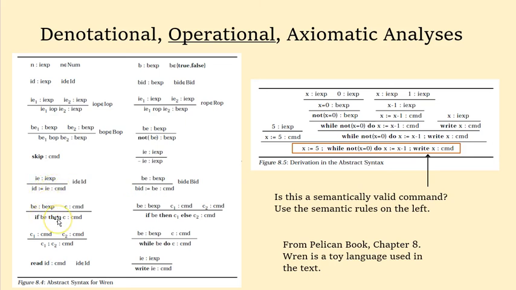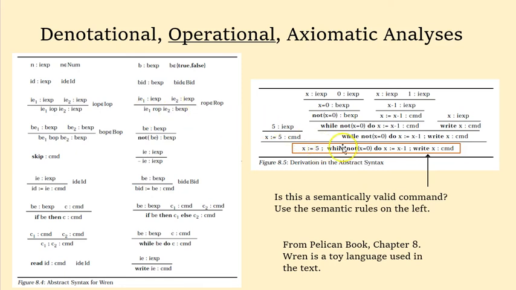This is the if-then-else command. I'm sorry, that's the if-then command. That's the if-then-else command. That's the while command. They don't do for because remember, for and while loops are actually equivalent to each other. So that's all the rules in terms of typing.